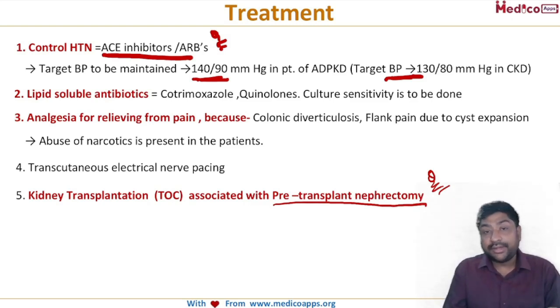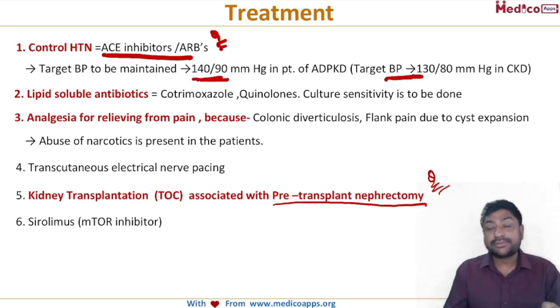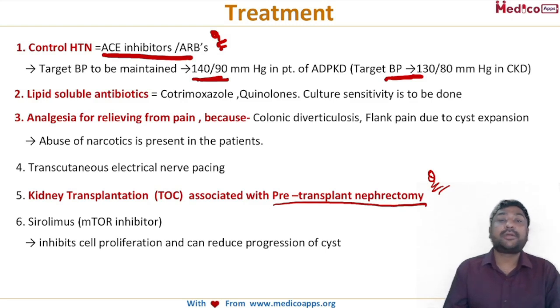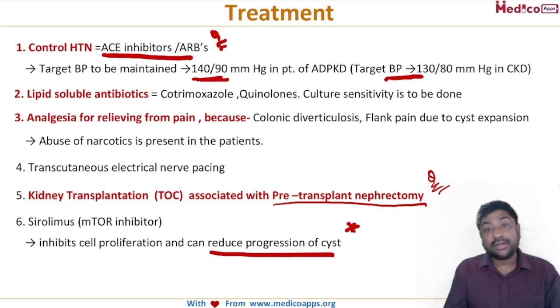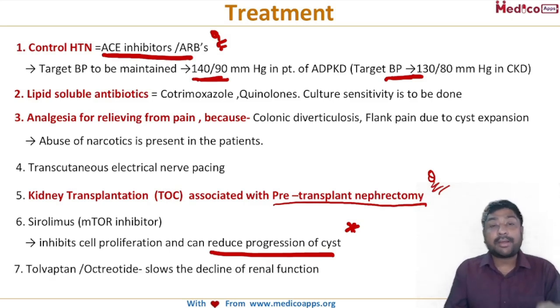There is another very promising drug, sirolimus, which is basically an mTOR inhibitor, and what it does, it inhibits the cell proliferation, and hence it can reduce the progression of cysts. So early diagnosis can be very helpful, especially with these new drugs. There are two drugs which are shown to slow the decline of renal function, that is tolvaptan and octreotide. So both of these have shown to decrease the decline of the renal functions.